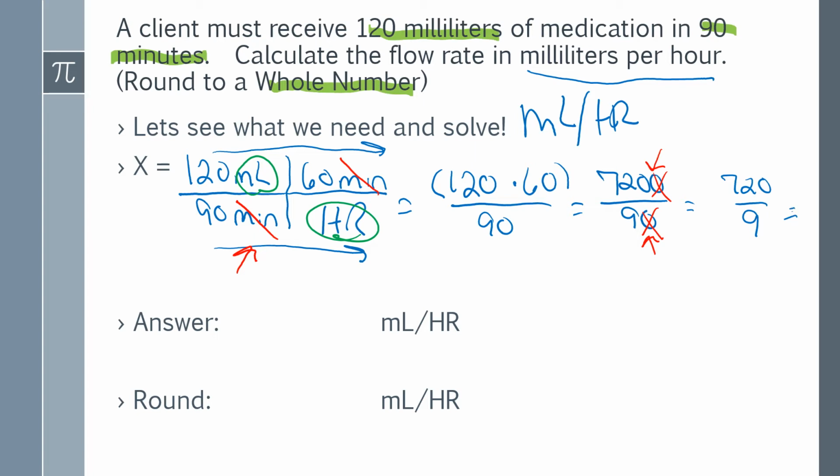When you do the math for that, you are left with 80. So our answer is 80. But wait a minute. Let's make sure we round. Always make sure you round answers. The question is saying round to a whole number. Oh, it's already a whole number. So guess what? That's our final answer. No need to round in this problem.